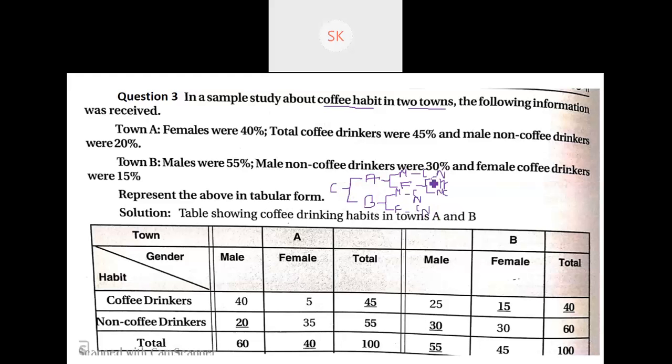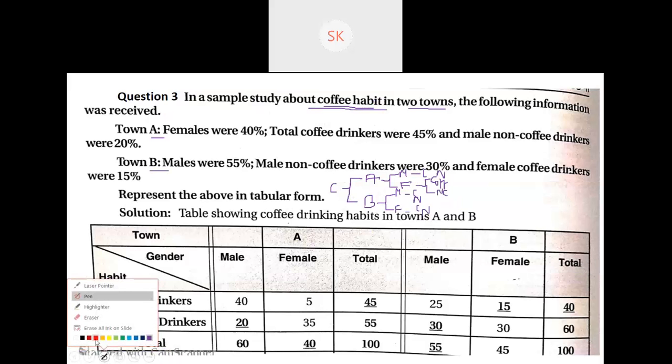Now let's put all this into the table. For that, the heading, table showing coffee drinking habits, is already given here: coffee drinking habits in town A and town B. Now coming to the table: town A, town B, first classification male, female, total. That is for town A. Again for town B, male, female, total. The next classification, their habits: coffee drinkers, non-coffee drinkers, and the total.